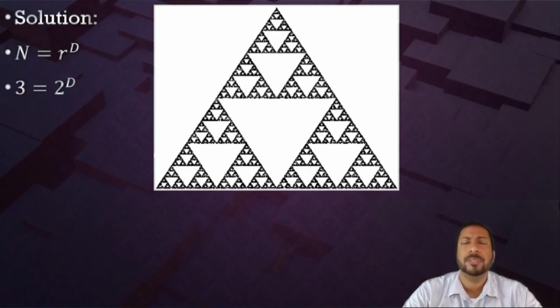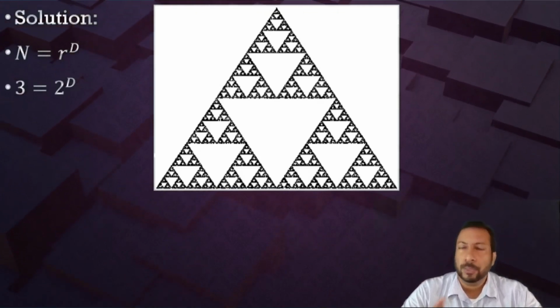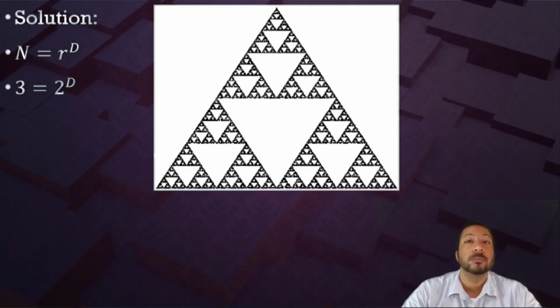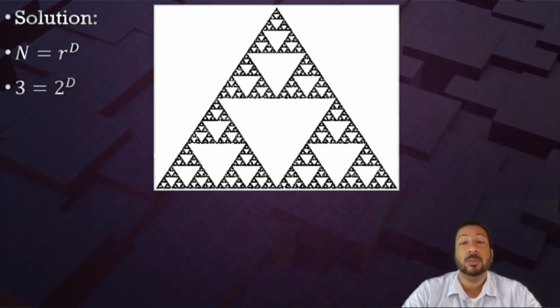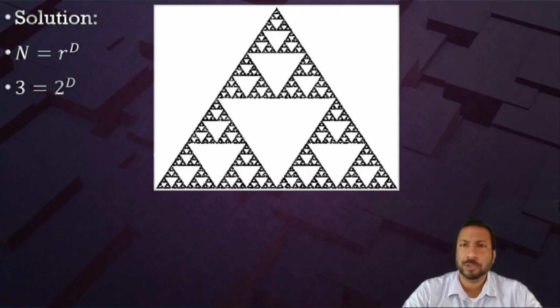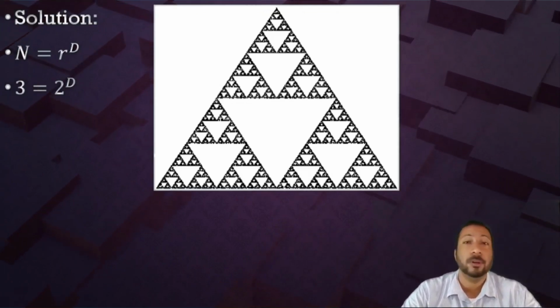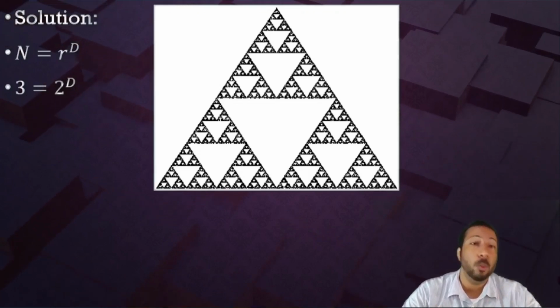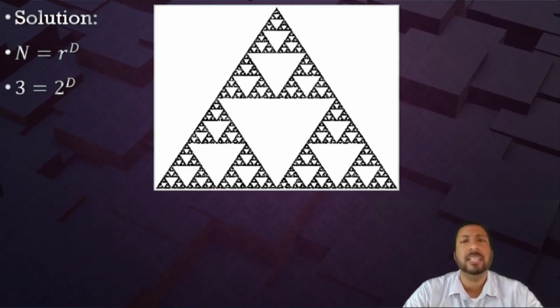What can be the value of d? Well, if we think about it, 2 to the first power is equal to 2. 2 to the second power is equal to 4. But 3 is in between 2 and 4. So the value of the dimension d has to be a number between 1 and 2. How do we find it exactly?